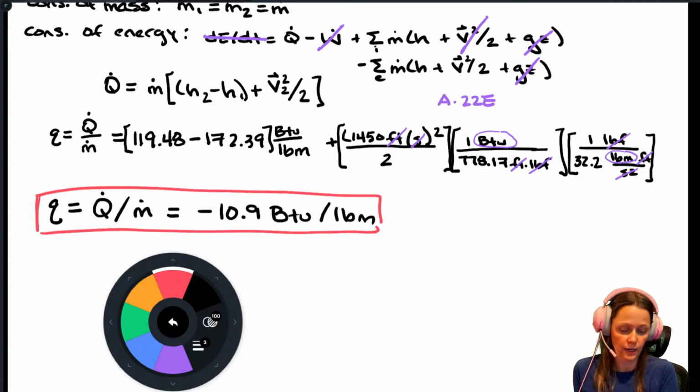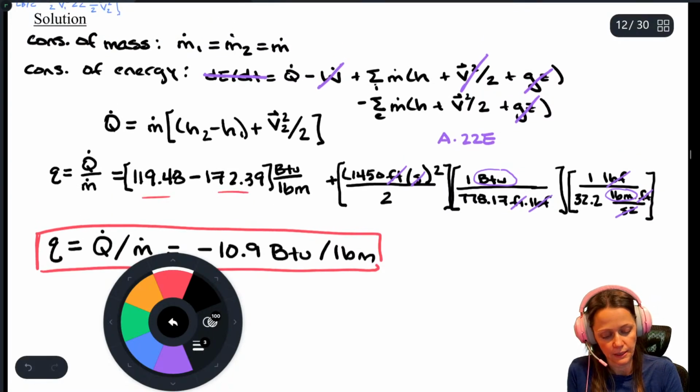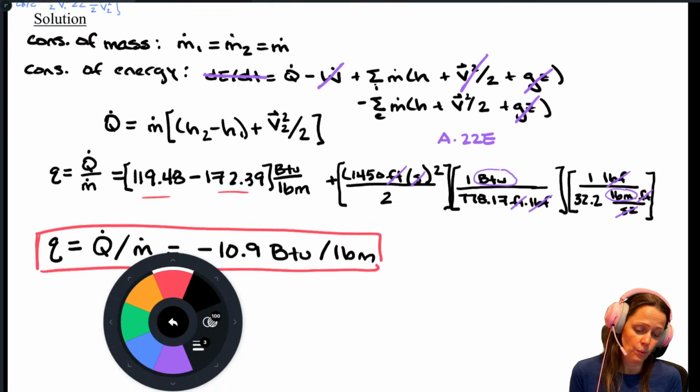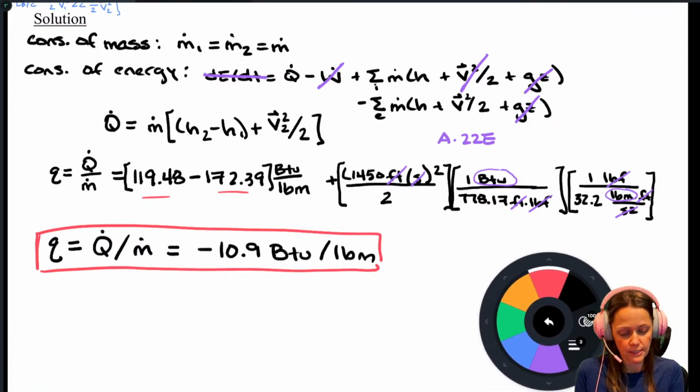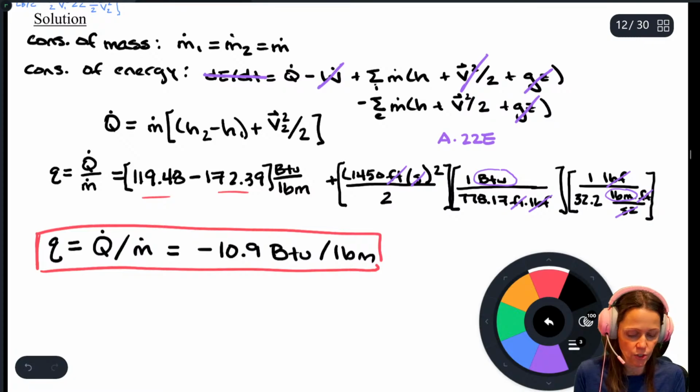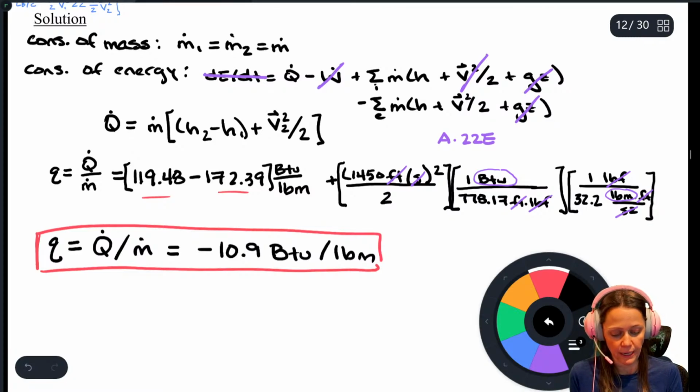And so one thing that we might notice is that if you look at the delta H, this being the delta H, 172 and change minus just about 120, you could see that change in BTU. You've got something around 52 and change BTU per pound mass for that delta H.